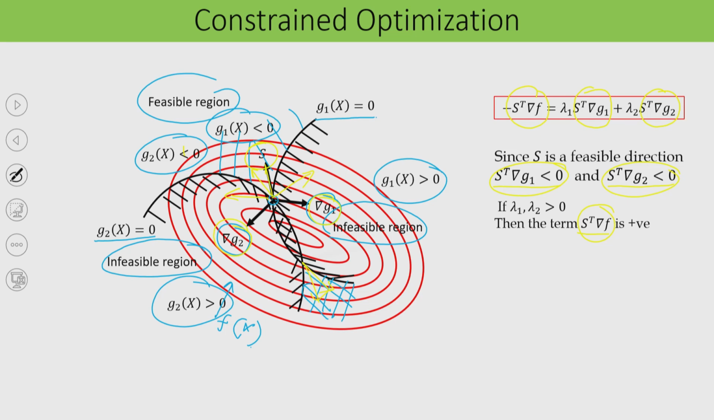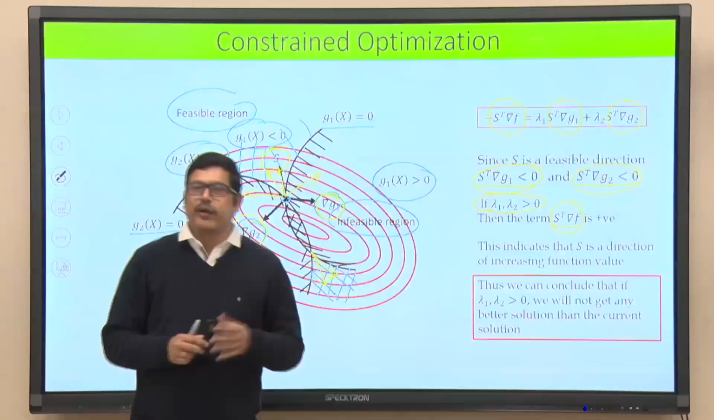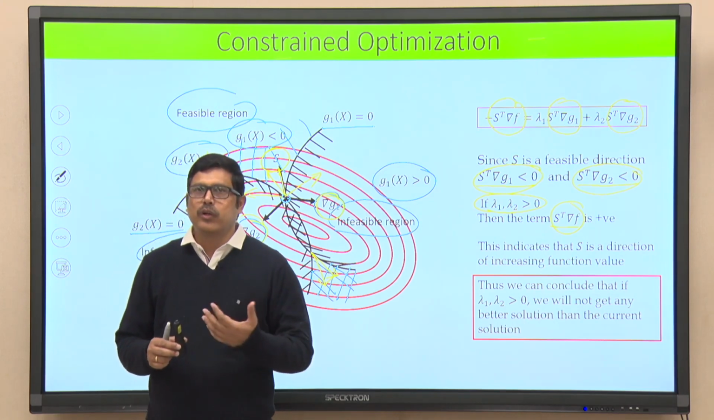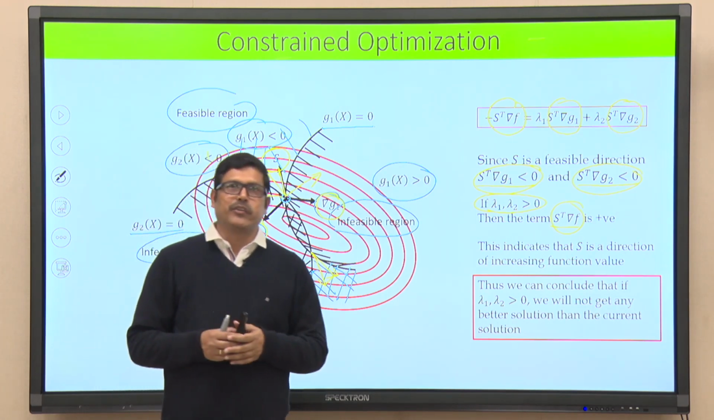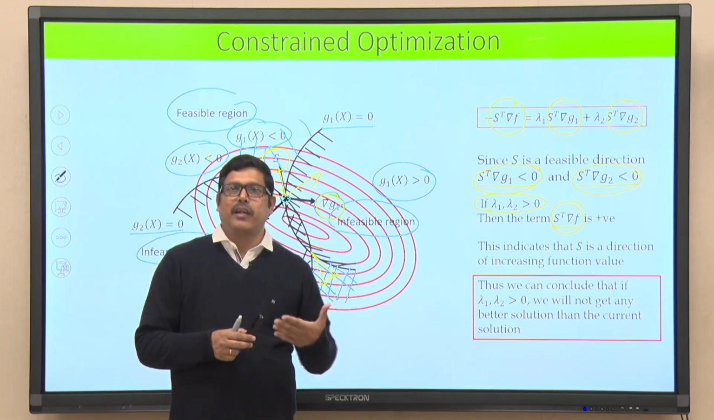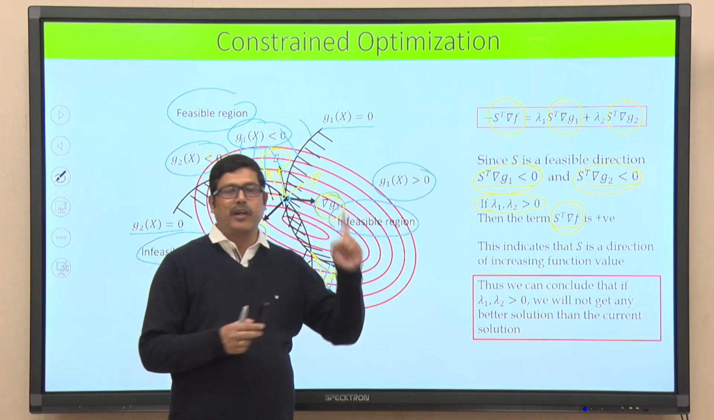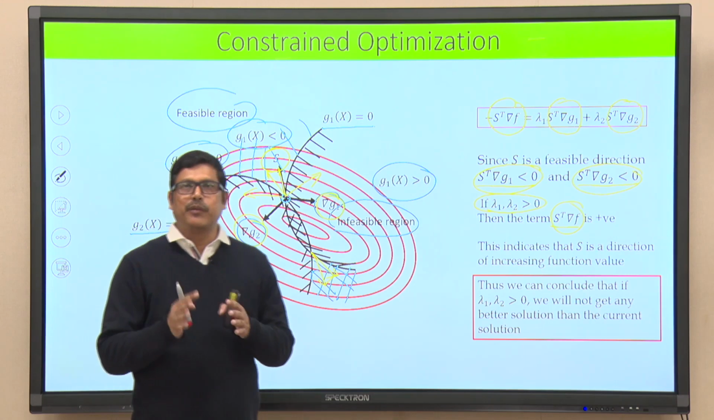So, from here we can conclude that lambda 1 and lambda 2 should be greater than 0 at the optimal point. In this case we have only two constraints, so we have only lambda 1 and lambda 2, but if you have multiple constraints, suppose you have m active constraints, in that case you get lambda 1, lambda 2 up to lambda m, and all of them should be positive at the optimal solution.